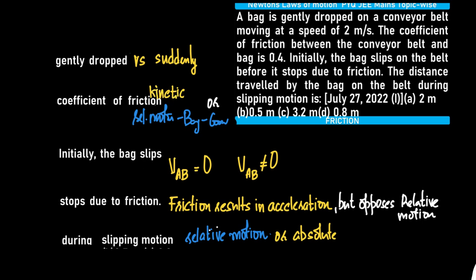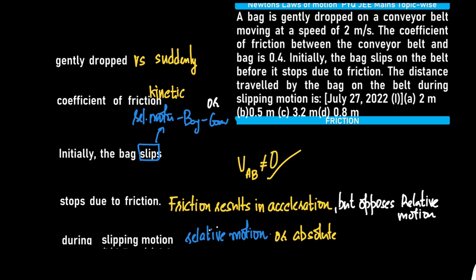Now, initially the bag slips. What does it mean when we say the bag slips? If the bag slips, it means that the relative velocity of A with respect to B is not equal to 0. So slipping condition means that there is some amount of relative motion. The relative velocity is not equal to 0, and therefore the bag slips.